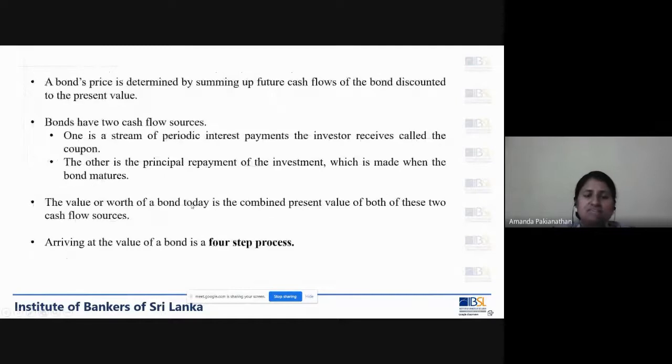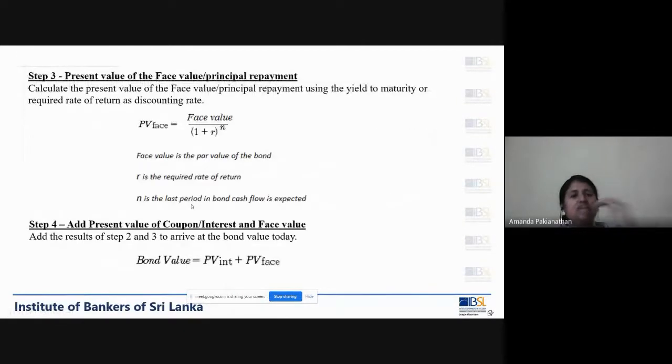Why am I saying face value is pretty much the same and I'm taking coupon payment amount? Because between bonds, there is a high chance of face value being the same. But coupon payments between 2 or 3 bonds will be definitely different. Okay.